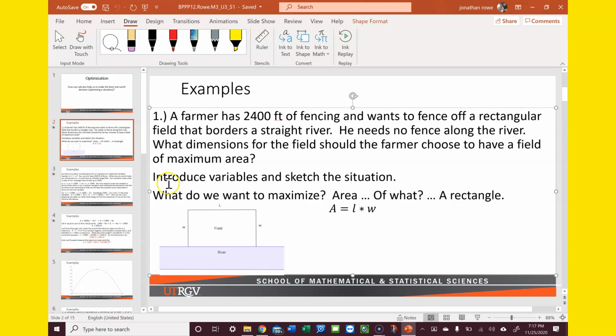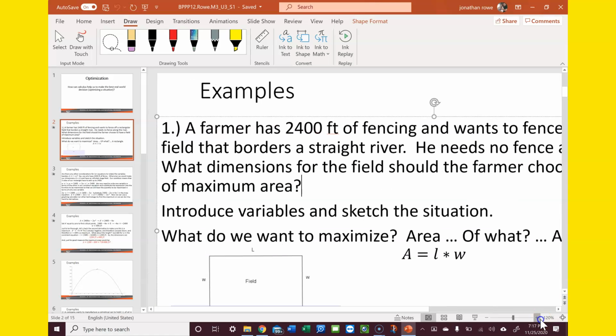So here's what I like to do. First, I like to introduce variables. And it's always good to draw a picture of the situation if you can. I don't know if you can see this. It may not be big enough to see. Let me see if I can blow that up some.